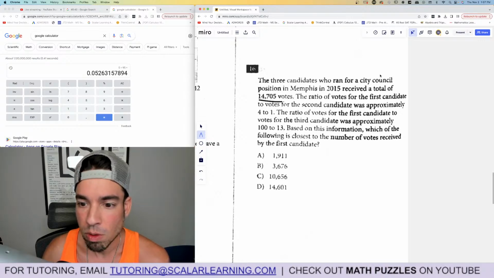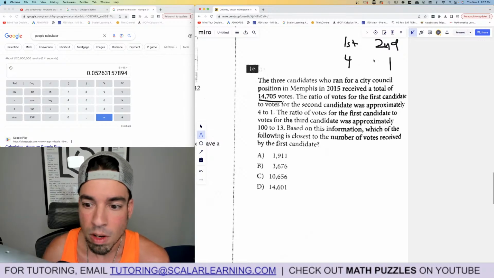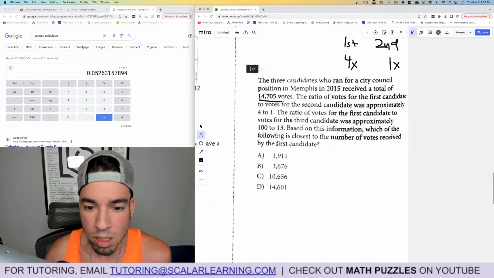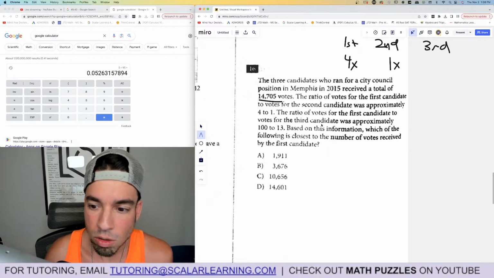Okay, the ratio of votes for the first to the second was approximately, let's make a little table like I like to do, 4 to 1. Okay. The ratio of the, so we'll say 4x to 1x. That's a little nicer if we need to make an algebraic equation. Ratio of the votes to the first candidate to the third candidate. First candidate to the third candidate was approximately 100 to 13.